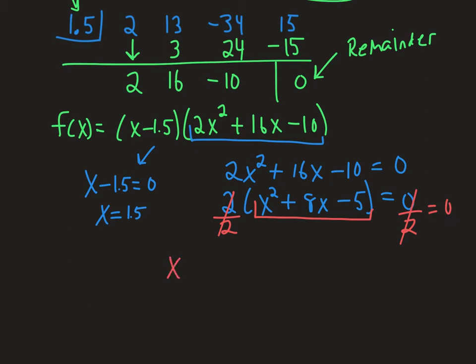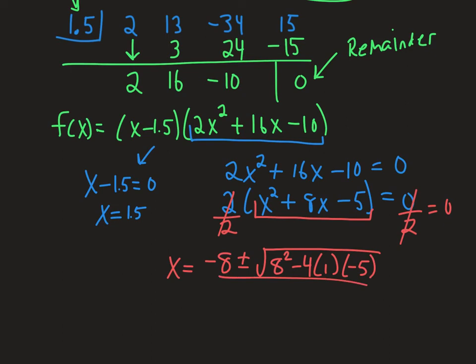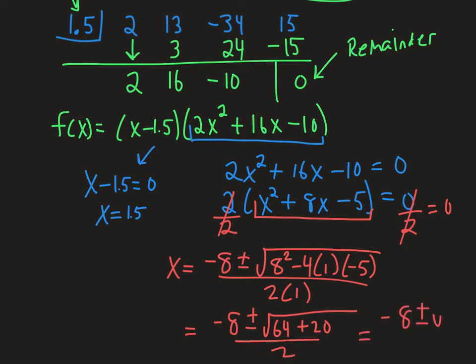So x equals the opposite of b, so negative 8 plus and minus the square root of b squared, so 8 squared, minus 4 times a times c, all over 2a. We just need to keep simplifying here. Negative 8 plus or minus the square root of 64 minus negative 20, so plus 20. So negative 8 plus and minus the square root of 84 all over 2.